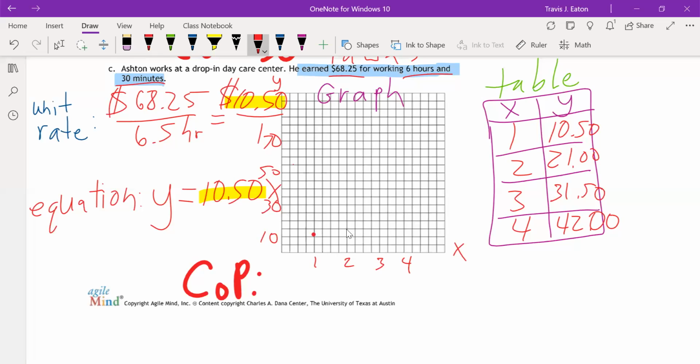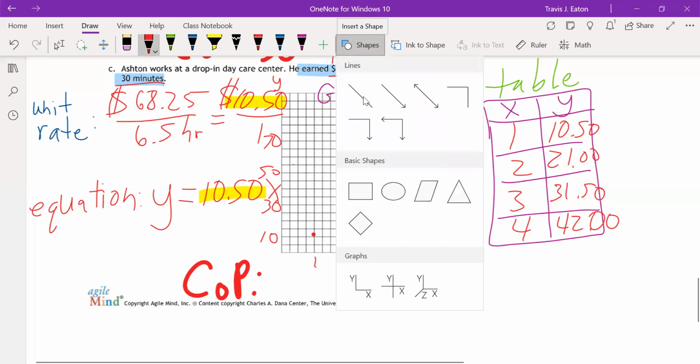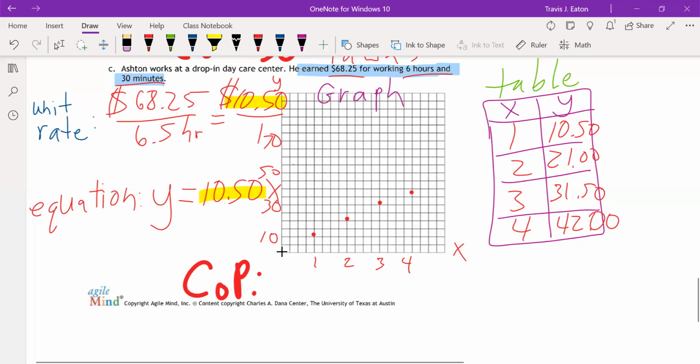2 hours is 21. So I got to find 20, 21. About there. 3 hours is 31.50. So here's 30, 31.50, probably about there. And 4 hours, 1, 2, 3, okay, would be 42. Probably about there somewhere. Anyway, not the best. That's okay. Now if I draw my line through it, they should be able to pass through all of those and the origin, because if he works 0 hours, he makes $0.